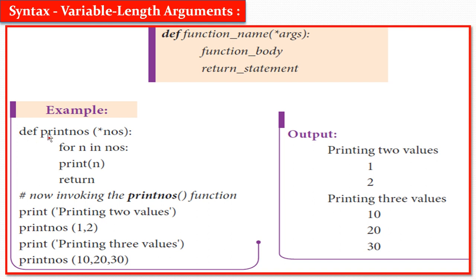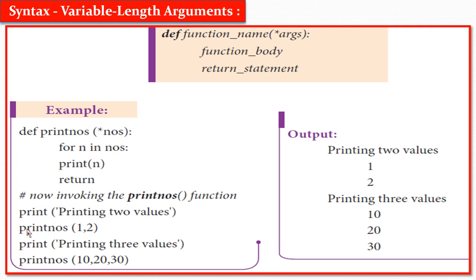Def print numbers, where print NOS is the function name. It contains the variable length argument, that is NOS. Asterisk NOS means NOS is the variable length argument. For n in NOS, print n. So this for loop is executed a certain number of times, the print statement repeatedly. And finally, the return statement returns the control to the calling section.